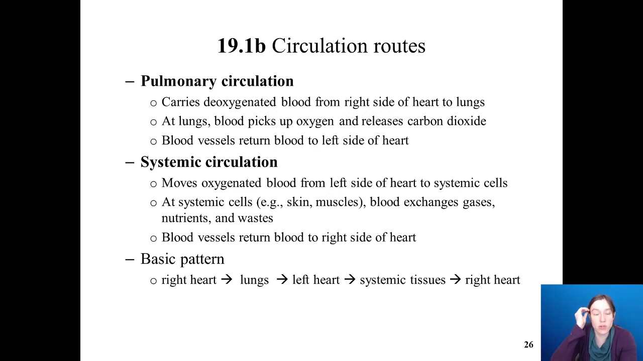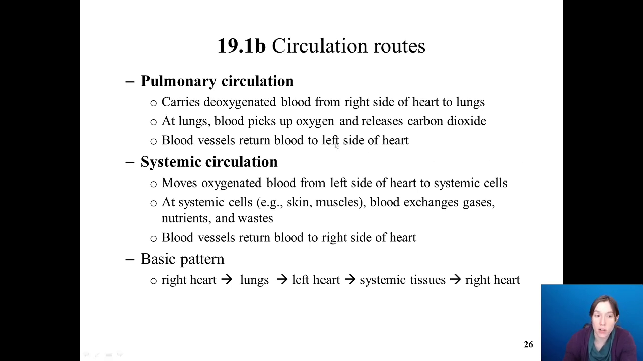Basic circulation routes. We have two different types of routes, the pulmonary circulation and systemic circulation. The pulmonary circulation is going to carry deoxygenated blood from the right side of the heart to the lungs. At the lungs, blood picks up oxygen and releases carbon dioxide, and the blood vessels return to the left side of the heart full of oxygen.